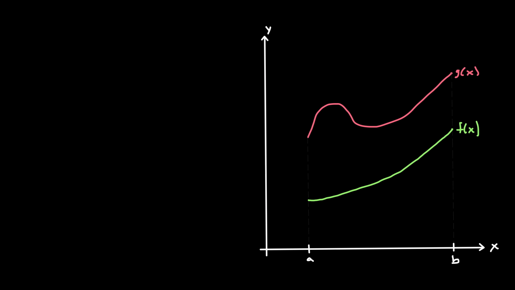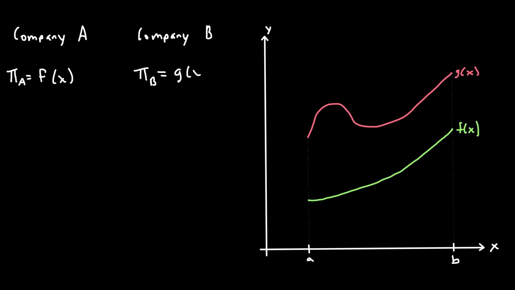To illustrate this concept, let's consider an example from economics. Suppose you have two companies, Company A and Company B, and you want to compare their profits over a certain time period. You have functions f of x and g of x that represent their profits at any given time, respectively, and you want to know which company had the higher profits over that entire period. If f of x is less than or equal to g of x for all x in that period, we can conclude that Company B had higher profits than Company A over that period.